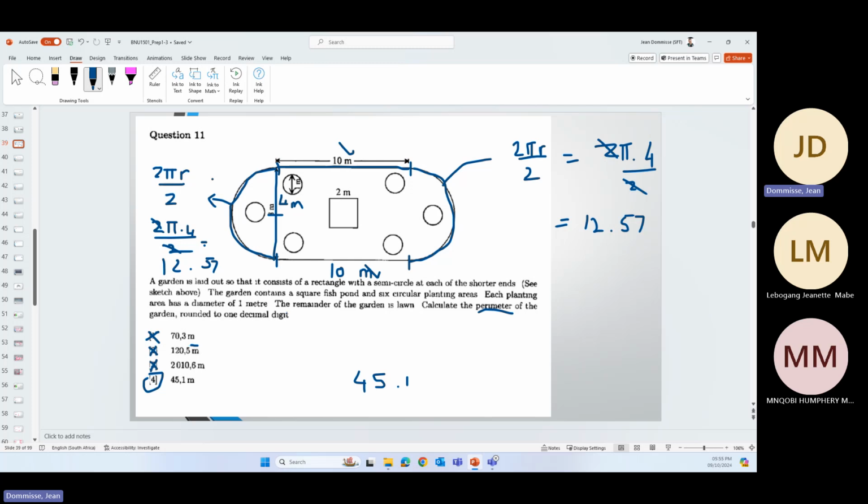They love to do the semicircle. It's just amazing to see how many questions they have where they throw in the semicircle. Yeah, so they love to do the semicircle. So let's look at the next one.